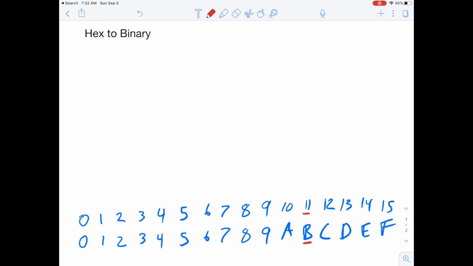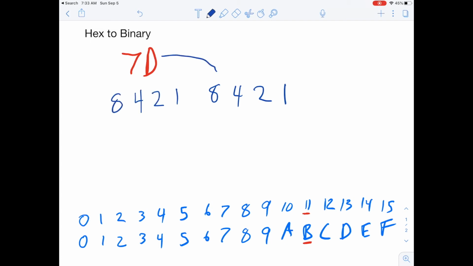Alright, let's try another hex to binary conversion. So we'll do hex 7D. First thing I'm going to do is split that up into 2 nibbles. So 4 bits each, and I like to put the place values on top of those. So I go 1, 2, 4, 8, 1, 2, 4, 8. And the D is going to come over here, and the 7 is going to go right down there.